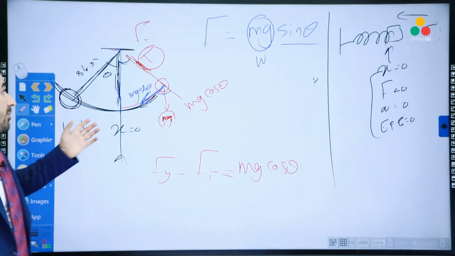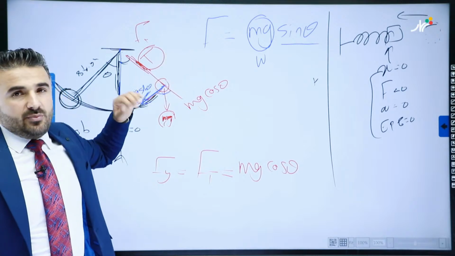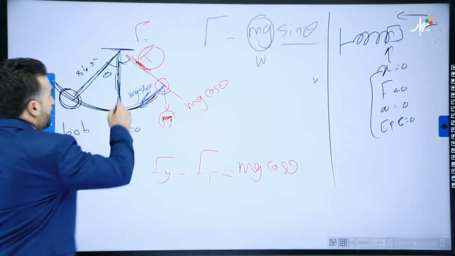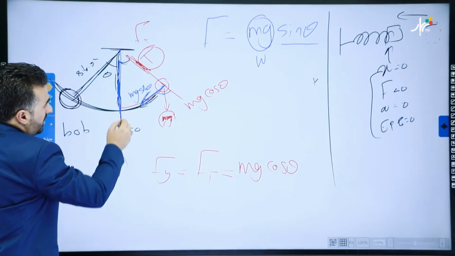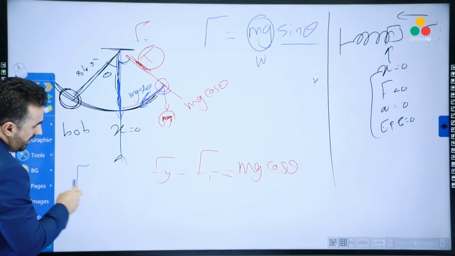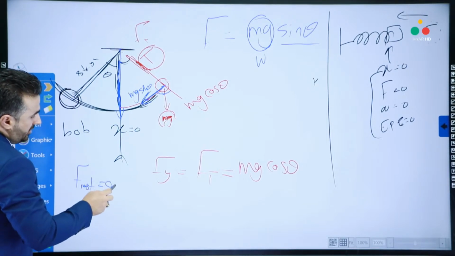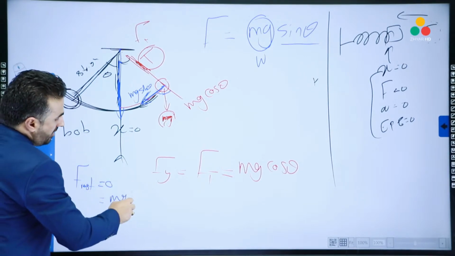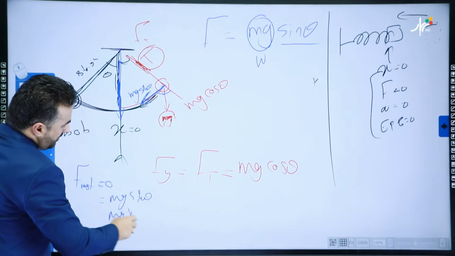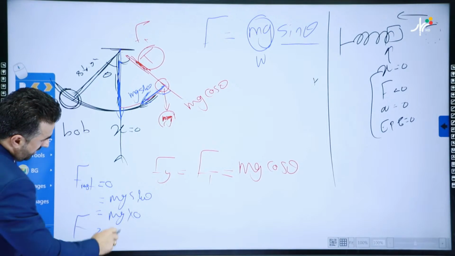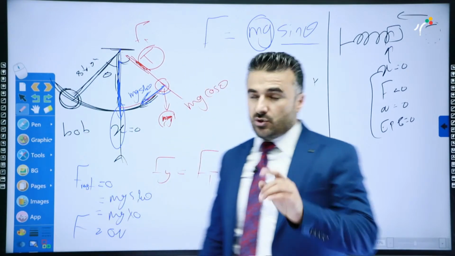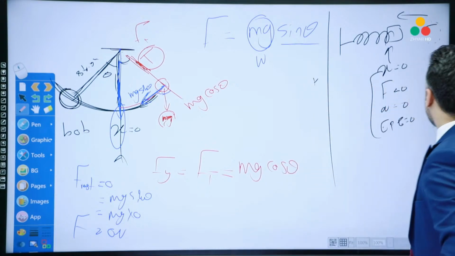Remember this. The bigger the angle, the bigger the restoring force. But what happens at this point here? At this point the angle is equal to 0. So we can say the restoring force will equal 0. Why? Because we have mg sine theta, and the theta at this point is 0. So mg times 0 gives you 0 newtons. At the equilibrium position, the restoring force will be 0.